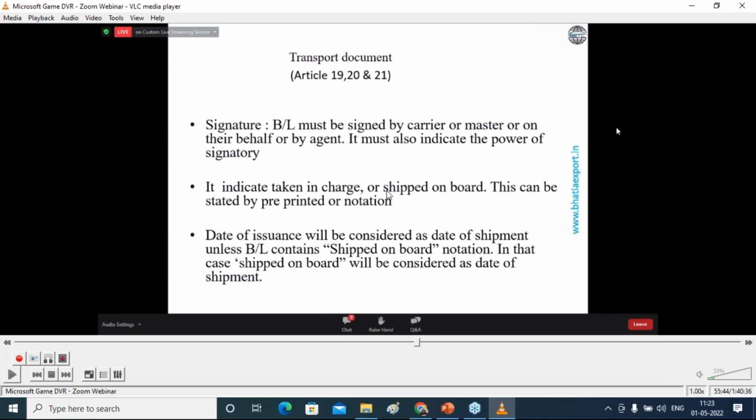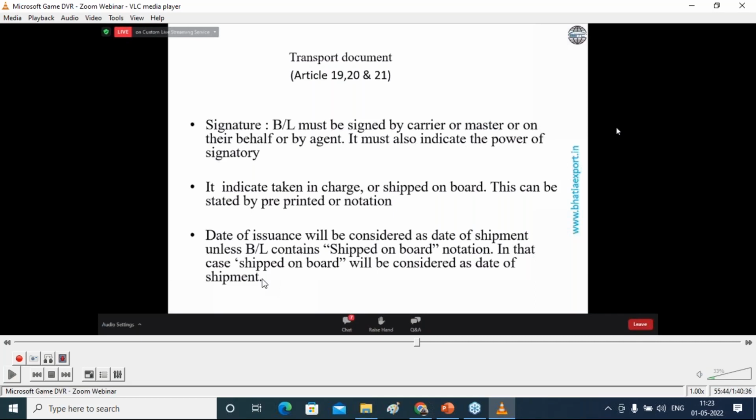And the BL date is also very important. The date of issuance will be considered as the date of shipment. The date of shipment is the BL date, unless the BL contains a shipped on board notation, in which case the shipped on board date will be considered as the date of shipment. So in a BL there will be different dates. One is the BL date. Generally the BL date is taken as the date of shipment, but certain times the shipped on board date may be some different date.